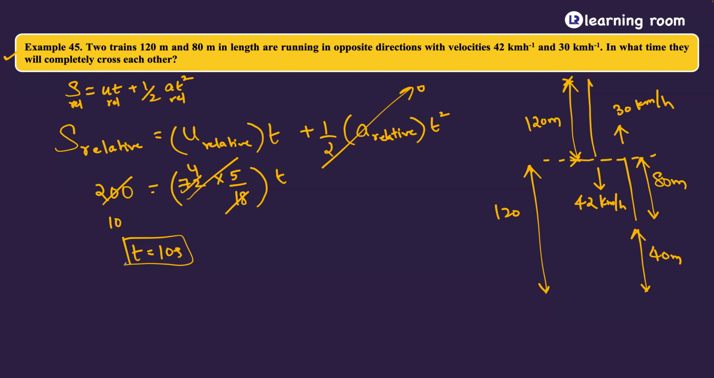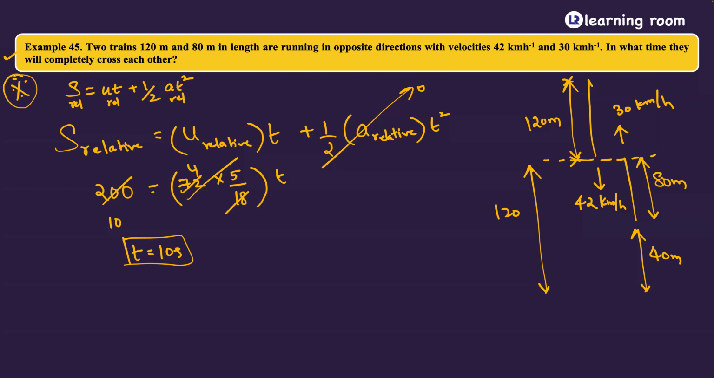Did you understand this problem? Sir, tell me, if the question was when they meet each other, not completely cross, but they just meet, then what would be the length? When they just meet each other, zero. I'll be able to tell when they meet each other only when I know how much is the initial distance between them.